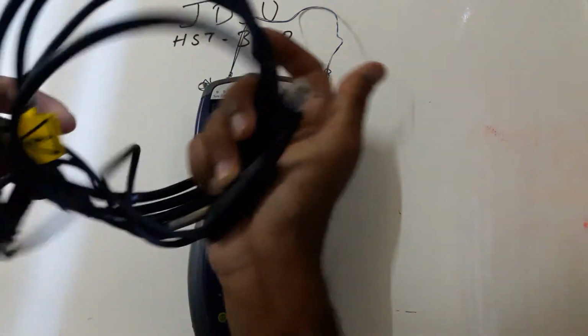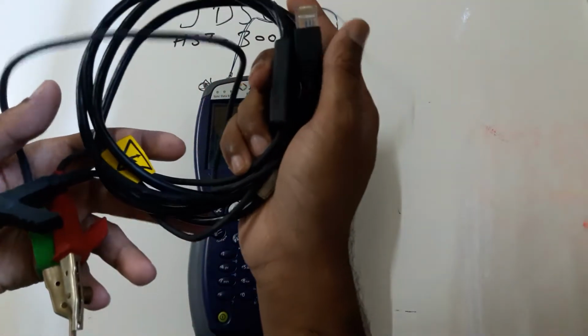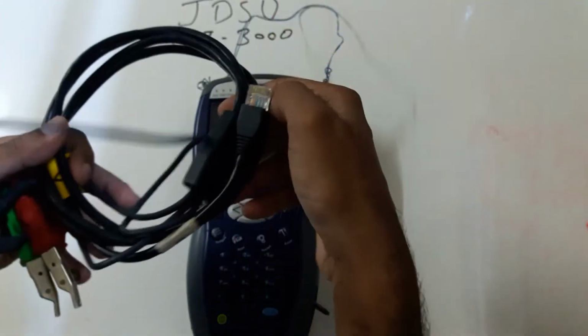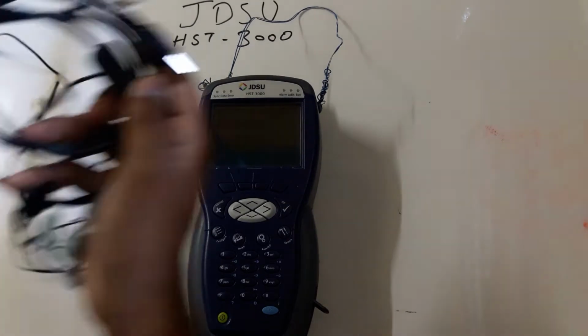This is another cable, I think it's used for DDR and other circuits, these line testings. And this is the USB cable.